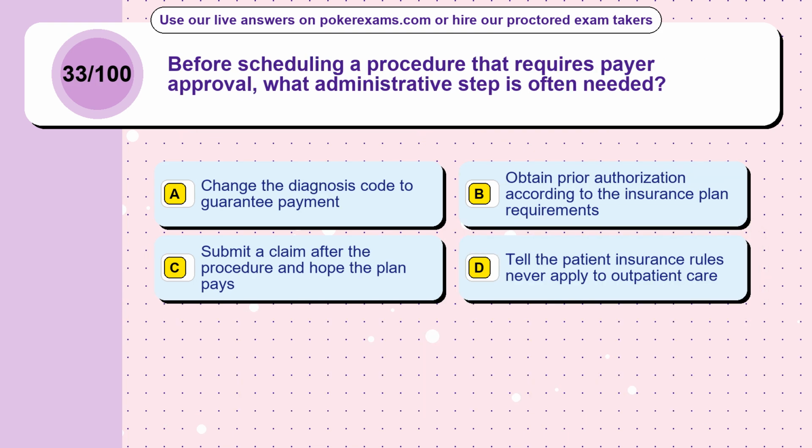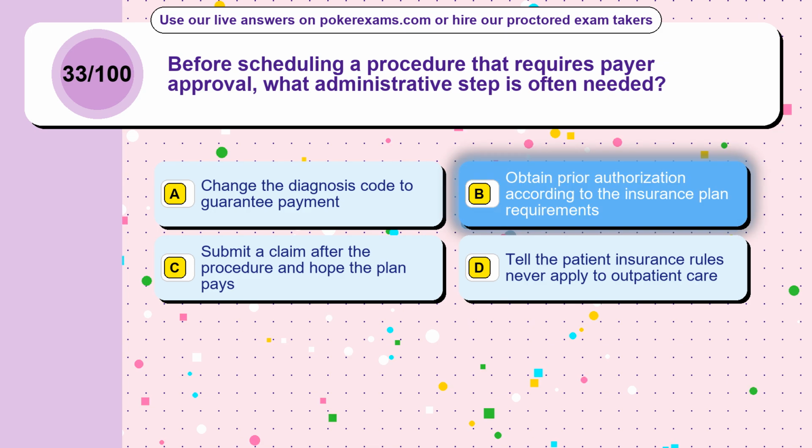Question 33. Before scheduling a procedure that requires payer approval, what administrative step is often needed? Option A. Change the diagnosis code to guarantee payment. Option B. Obtain prior authorization according to the insurance plan requirements. Option C. Submit a claim after the procedure and hope the plan pays. Option D. Tell the patient insurance rules never apply to outpatient care.